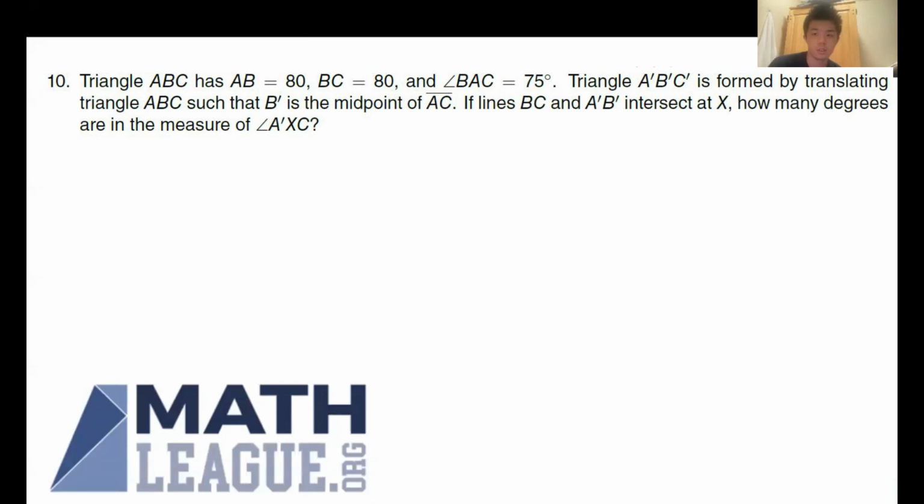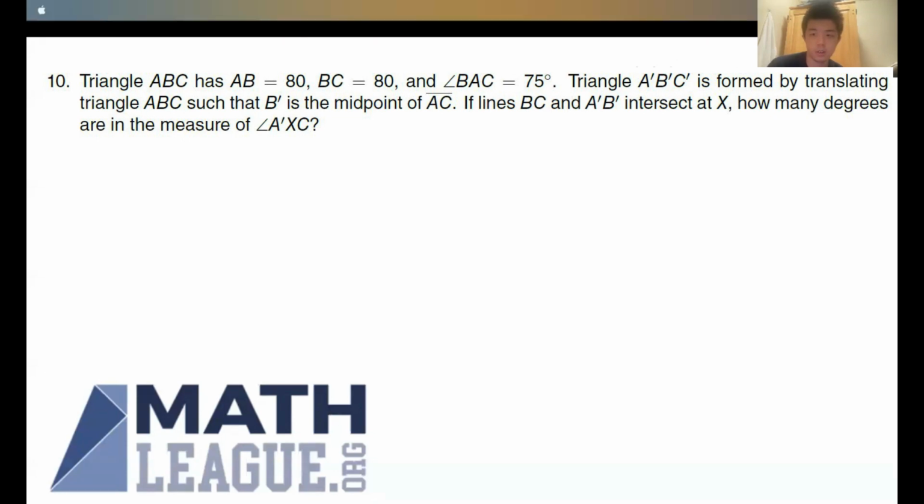So the first thing we should do is draw ourselves a diagram. And so I will draw a triangle that looks like this. And this triangle is going to be triangle ABC, where AB equals 80, BC equals 80, and angle BAC equals 75. So as you see, it looks something like this, where this angle is 75.